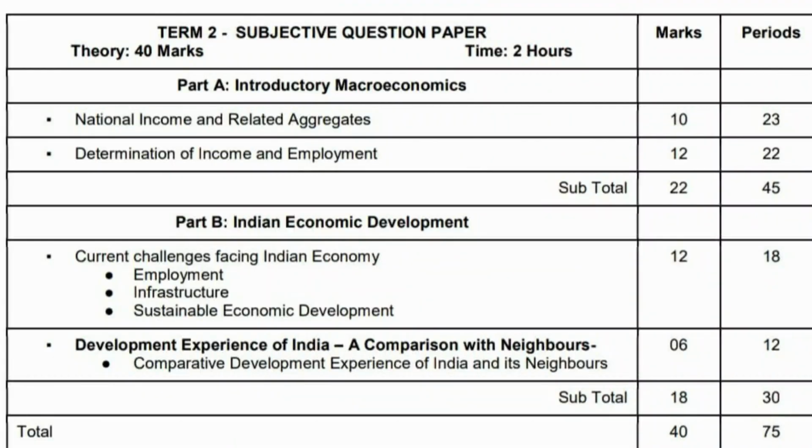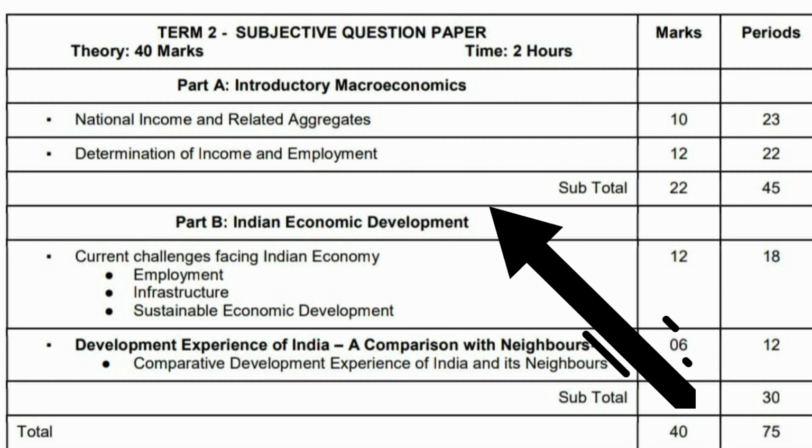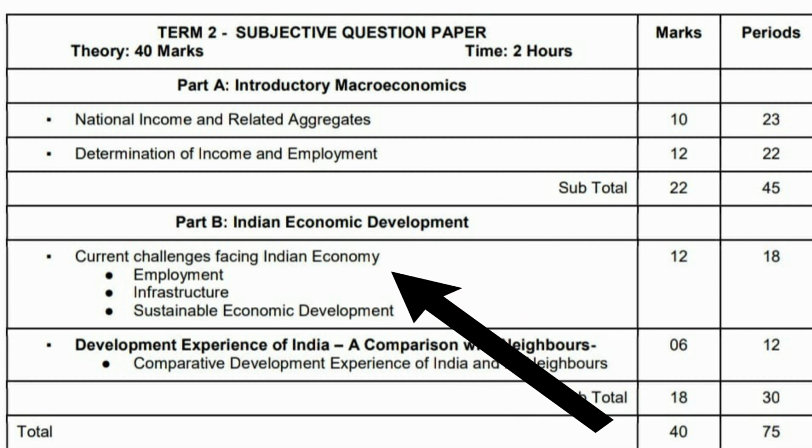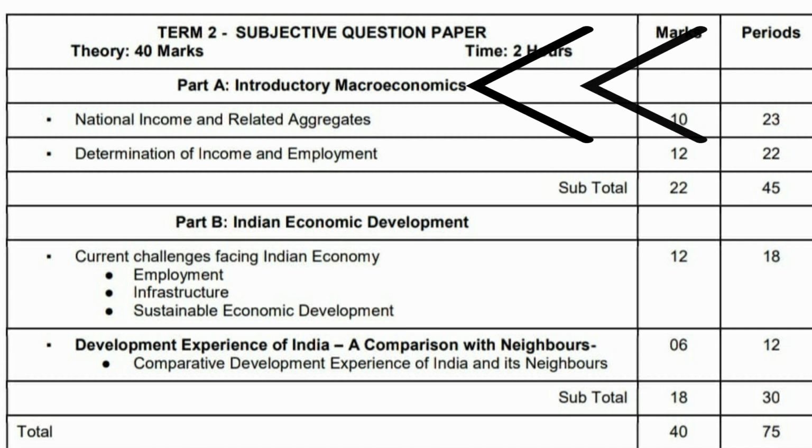Now let us look at the blueprint of term 2. We all know we have 2 books, Macroeconomics and Indian Economic Development. This time we have a subjective question paper. First, let's look at macroeconomics. We have 2 units over here. First, national income and related aggregates. Second is determination of income and employment.